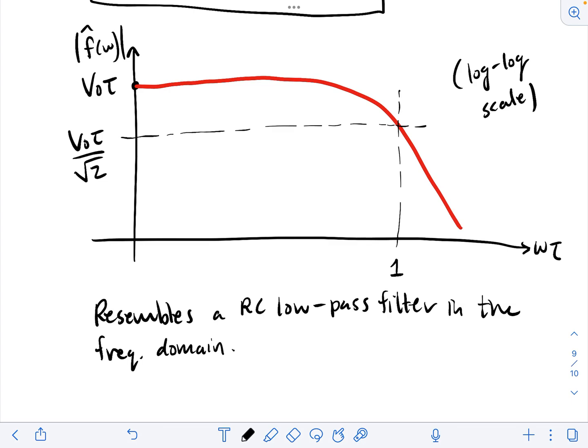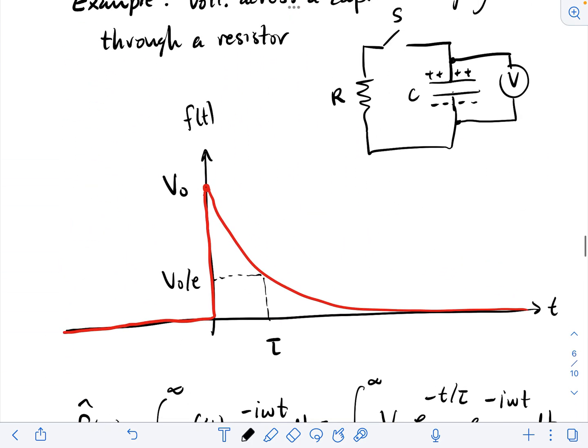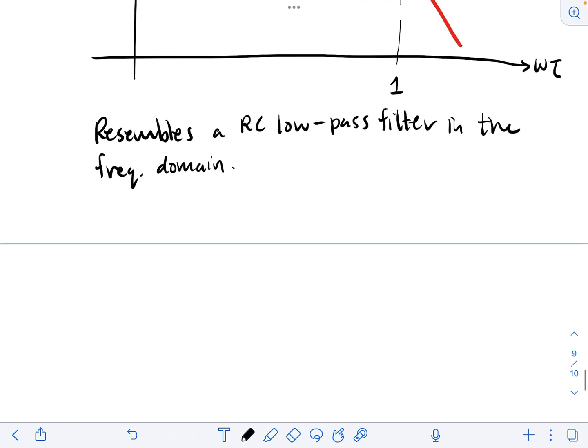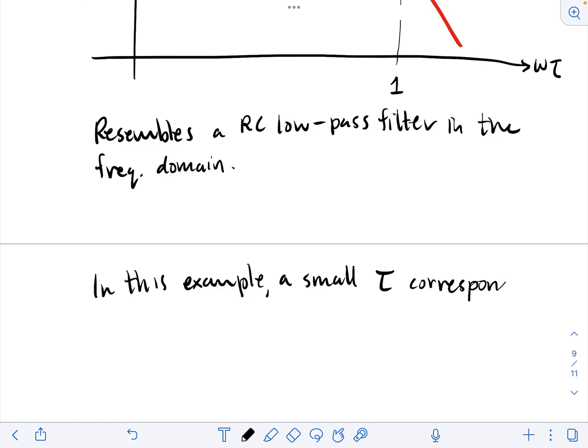Finally, let's just notice one last thing, and then we'll stop here. In some of the previous examples, we saw that when we have a narrow pulse in time, we get a wide range of frequencies. And so let's think about what a narrow pulse in time would mean in this example. If we made tau small, our exponential decays quickly and we have a narrow pulse in time. So in this example, a small tau would be like an RC time constant, for example. If you have a small RC time constant, your capacitor discharges quickly. A small tau corresponds to a narrow pulse in time.